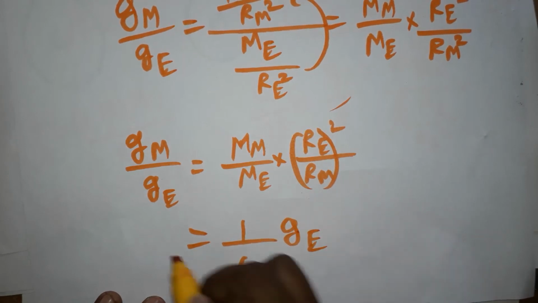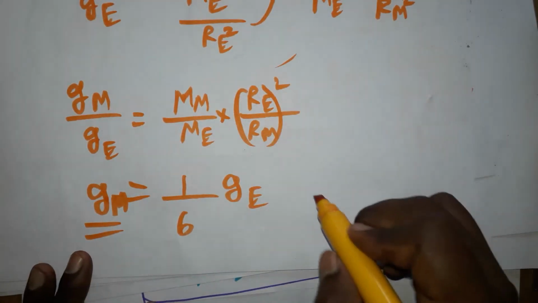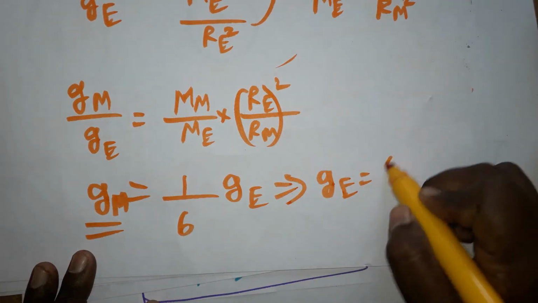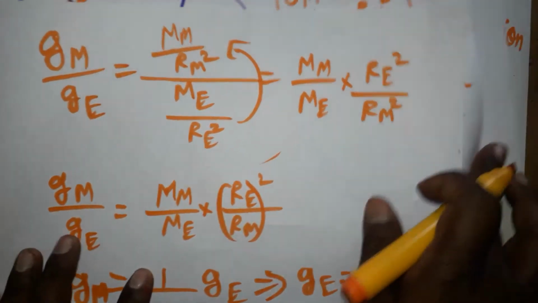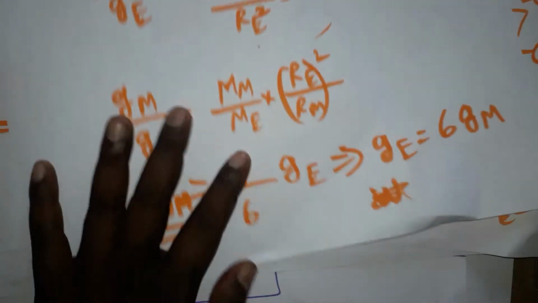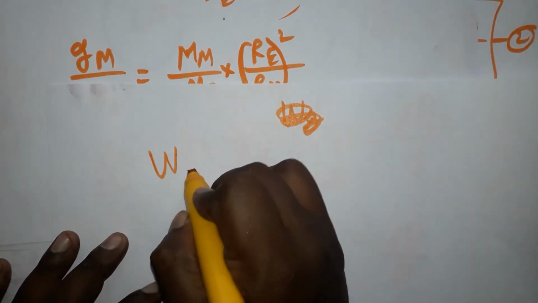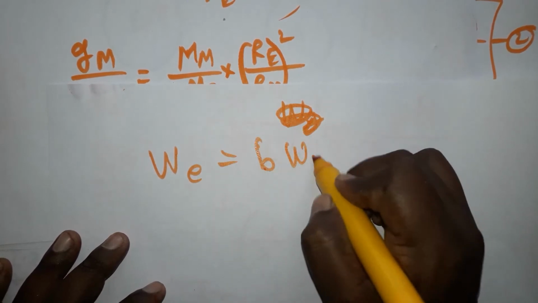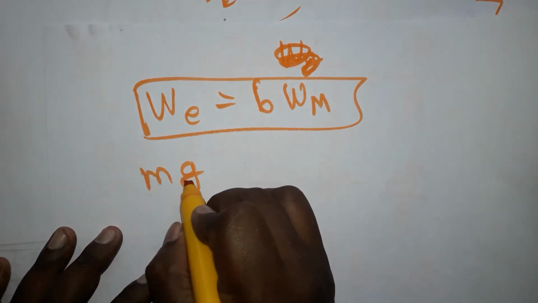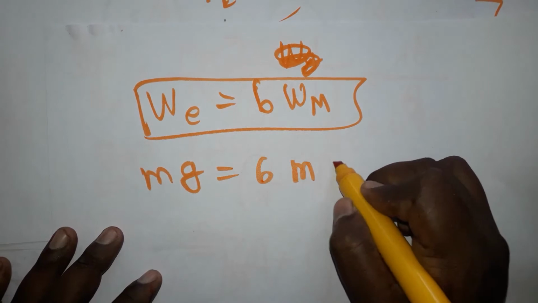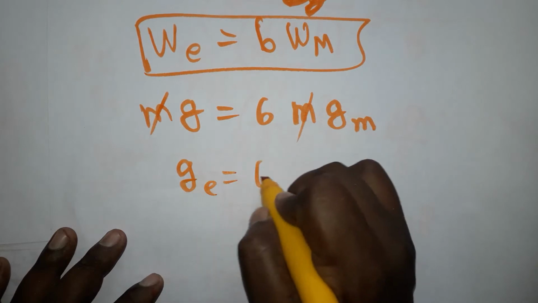Gravity on the moon surface is 1 by 6 times the gravity on the earth surface. Okay, the same equation: gravity on the earth surface is 6 times the gravity on the moon surface. So, in case we take some object's weight, the weight on the earth surface is equal to 6 times the weight on the moon surface. The same thing, because it is mass times acceleration due to gravity. The acceleration due to gravity on the earth surface is equal to 6 times the acceleration due to gravity on the moon surface, and the mass gets cancelled.